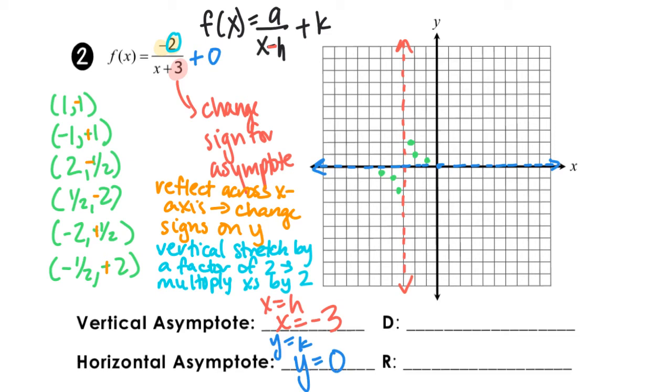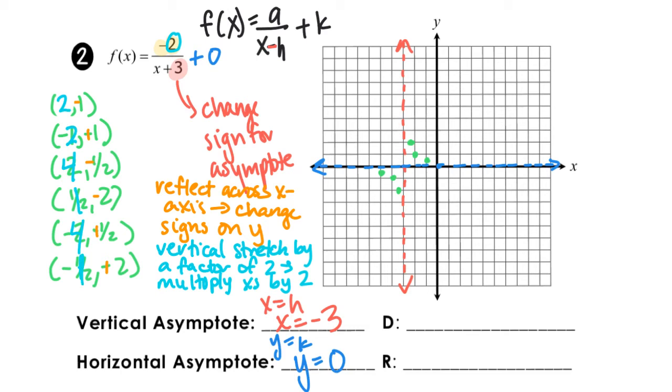Hold on, let me fix my eraser tool. All right, so I'm going to have 2 there. Negative 1 times 2 is negative 2. I'm just going to write over it. 2 times 2 is 4. 1/2 times 2 is 1. Negative 2 times 2 is negative 4. And then negative 1/2 times 2 is negative 1.